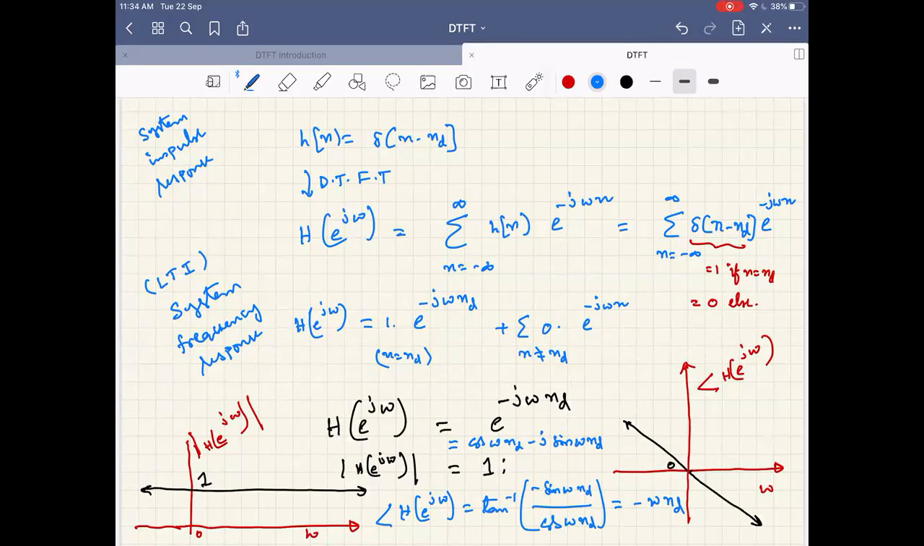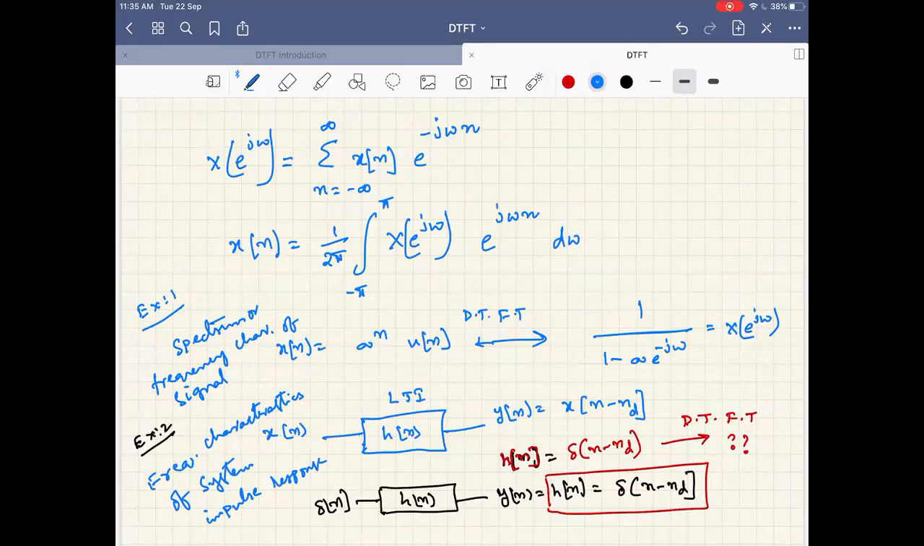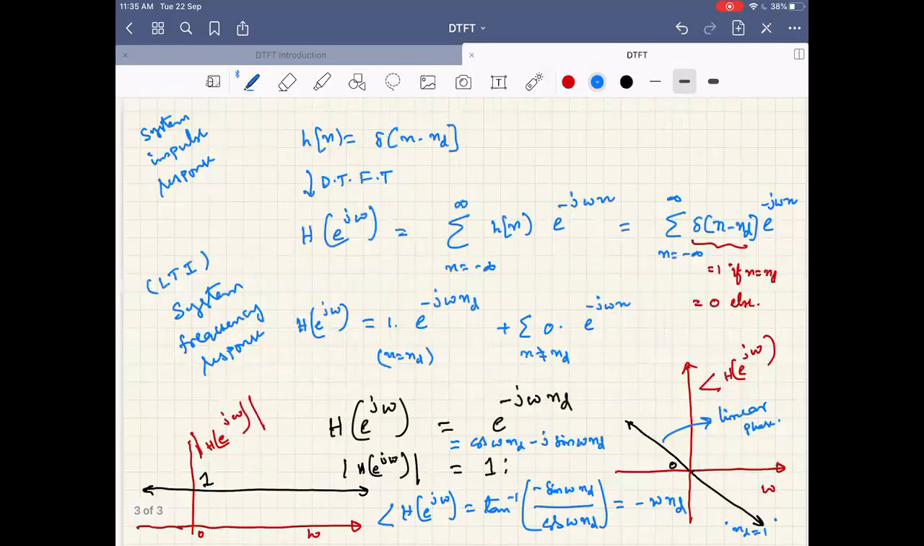This is referred to as linear phase. In case nd equals 1, it is purely a 45 degrees line. So nd in this case I put equal to 1, but it can be something else in another example. So this is how we characterize the system now using the discrete time Fourier transform. In the previous example, we characterized a signal, we analyzed the signal, whereas in this example, we are characterizing the system.